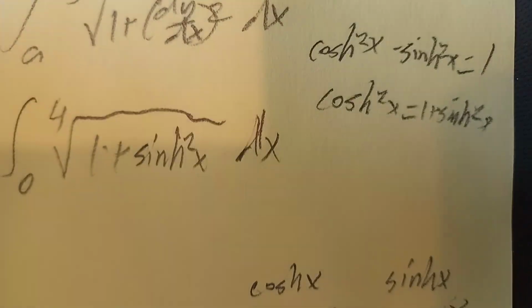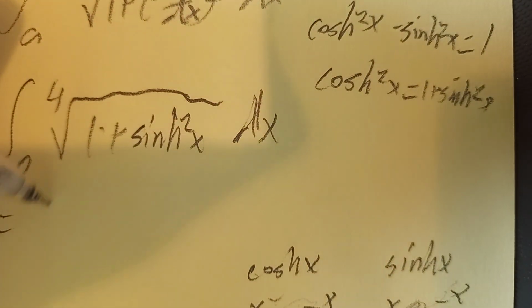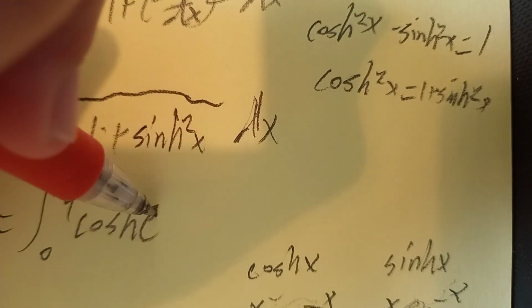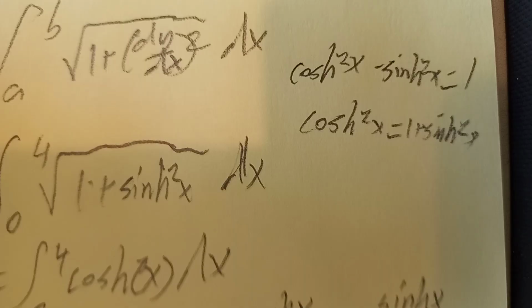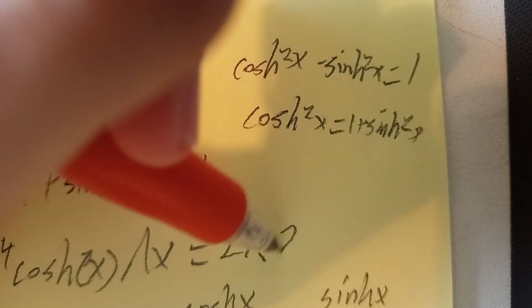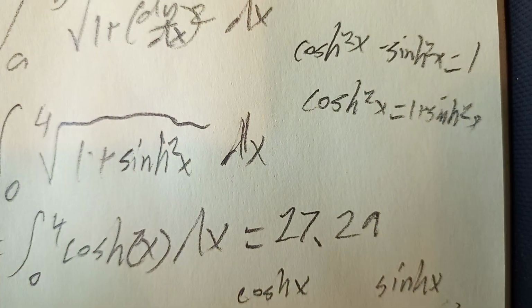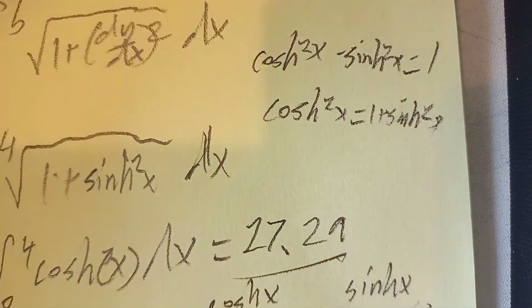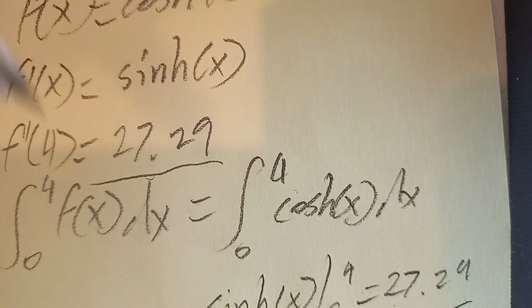So now we go back to our integral. This is nothing but the integral from 0 to 4 of cosh x dx. Hang on, we already did that just there. And that's equal to, what do you know, 27.29. So we have a function whose arc length, area, and derivative are all the same: 27.29.